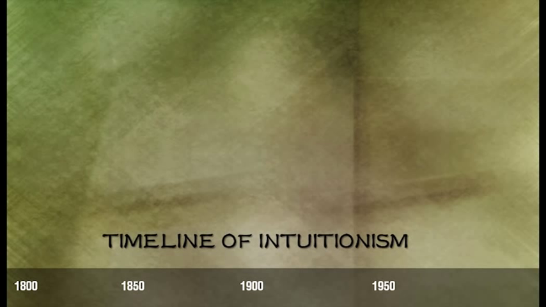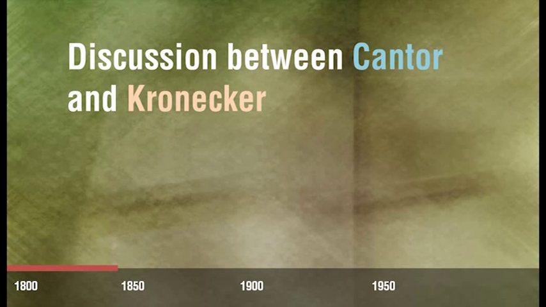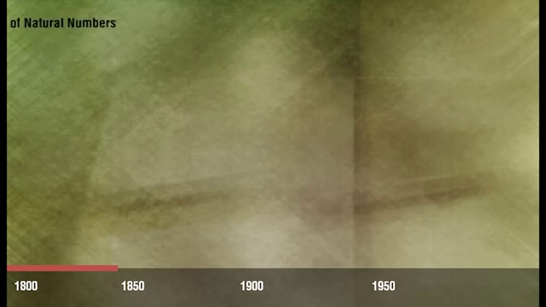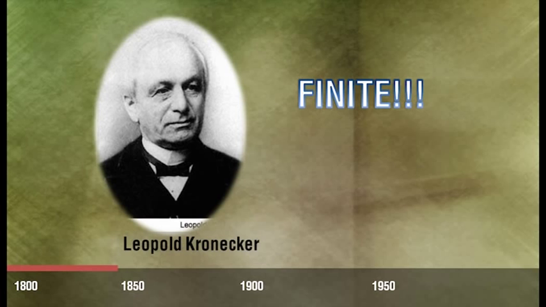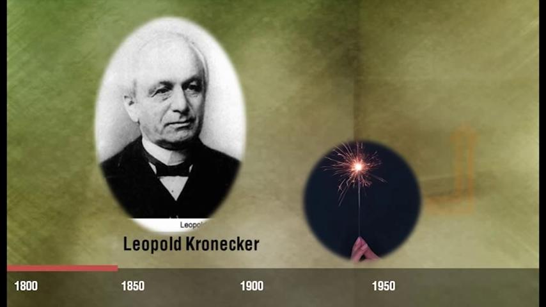Intuitionism's history can perhaps be traced to the late half of the 19th century, to discussions between the German mathematicians Georg Cantor and his teacher, Kronecker. Cantor came up with the theory about sets with infinitely many elements, such as the set of natural numbers or the set of real numbers. However, he was criticized by Kronecker, who believed that only a finite number of elements can be understood by human minds. Kronecker's constructive approach to understanding objects at that time sparked off the intuitionist way of thinking.